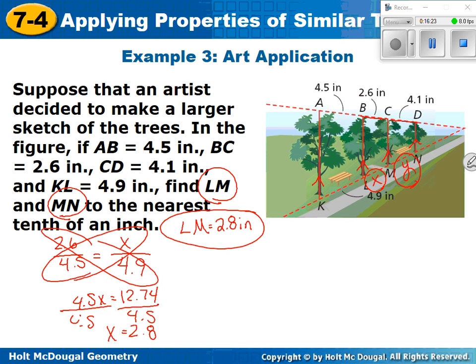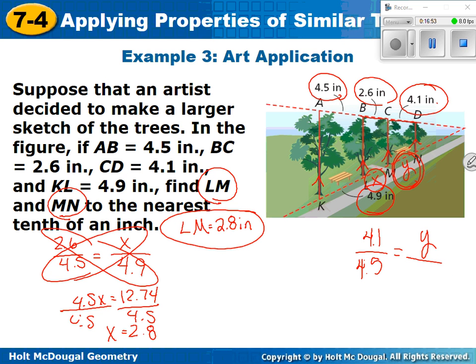So instead of coming over here and using our value for x, let's not use x, even though we know what it is now, because it's rounded. Let's try to find y using the exact values that they gave us in our picture. So what would be a good proportion here that would help us find y? 4.1 over 4.5 is equal to y over 4.9. So we did the farthest one on the right over the farthest one on the left equals the same thing, y over 4.9.